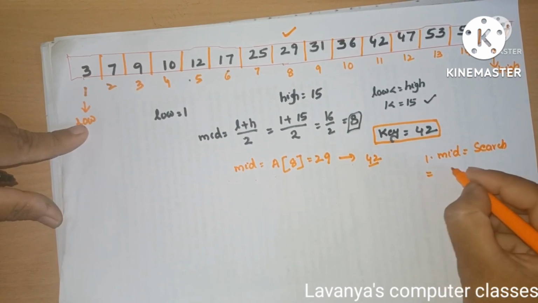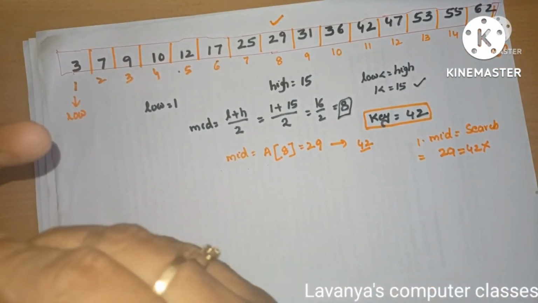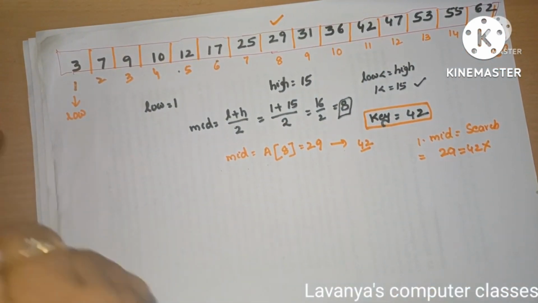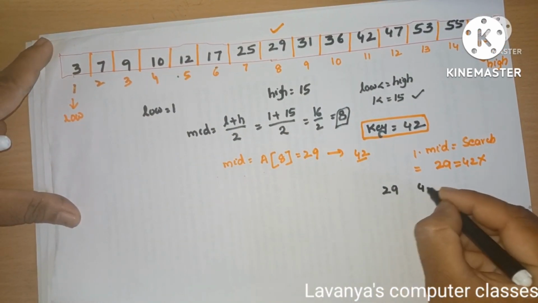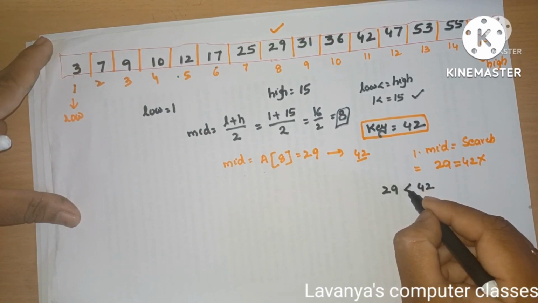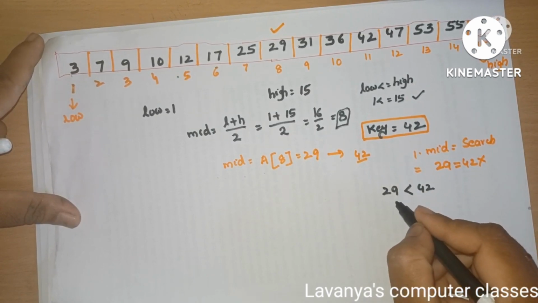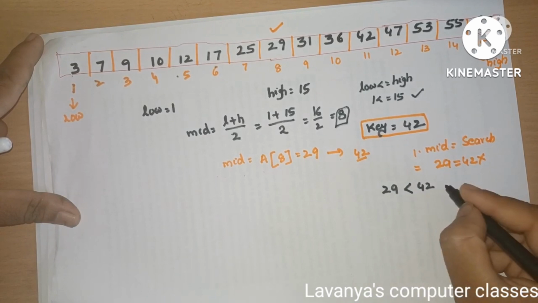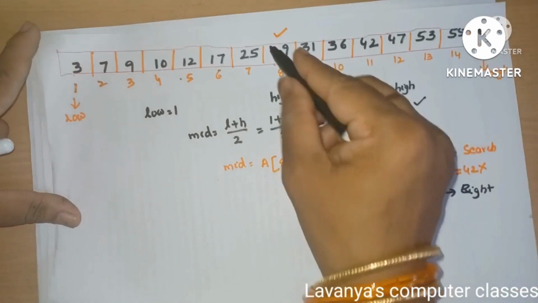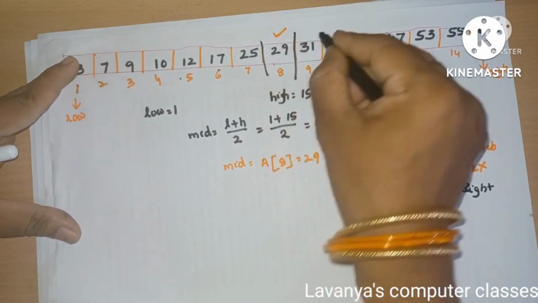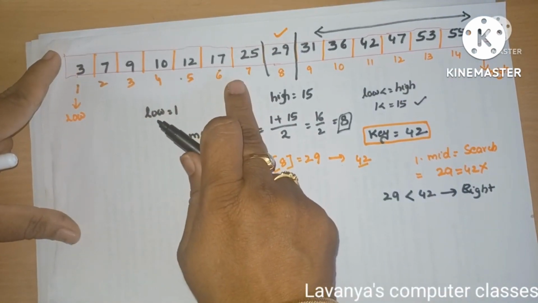So first point, is mid equal to search? Is it true? Is 29 equal to 42? Wrong. So then compare, which one is higher, the mid element or the search element? The middle element is 29 and the search element is 42. So the middle element is smaller and the search element is more. The search element is more, which means go to the right hand side. So from here we go to the right hand side. That means it is not necessary to check the left hand side.